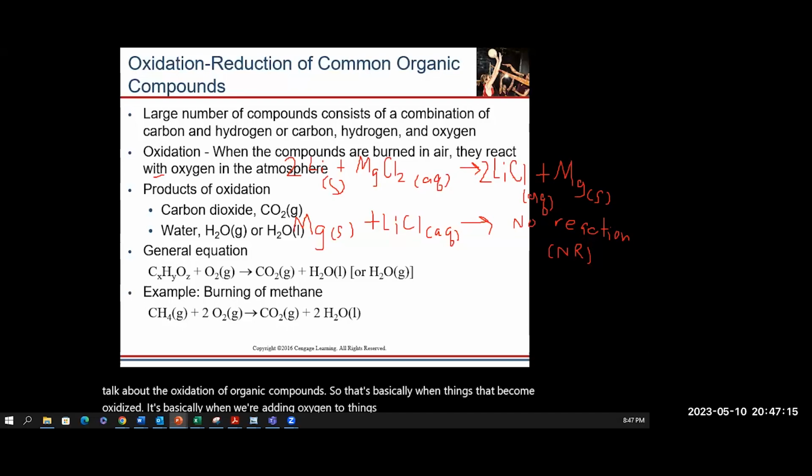Here, these are going to be products of oxidation. When we have a combustion reaction, that's an example of oxidation. In this case, our carbons are going to be oxidized, and then the water actually is going to be reduced.